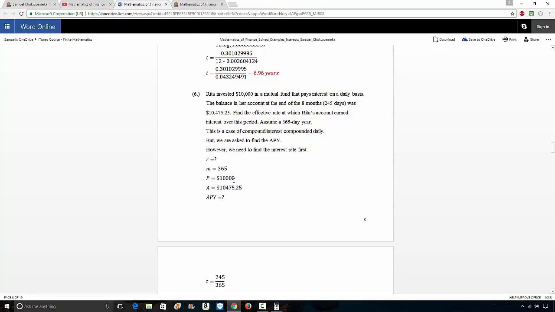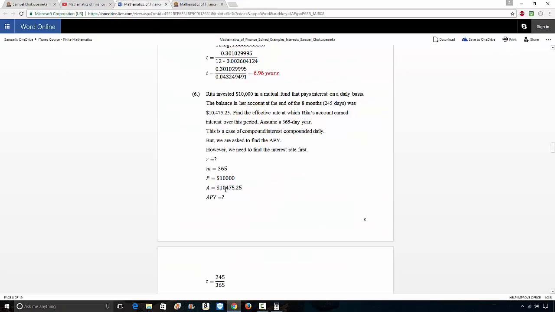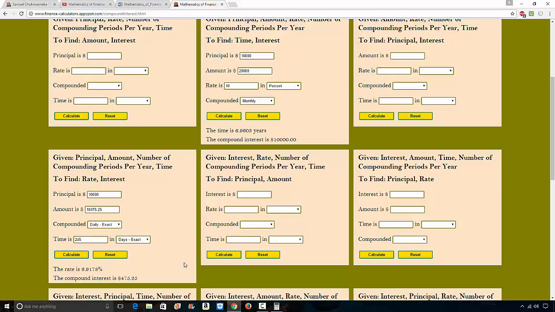The principal is 10,000. So I'll put 10,000 here. The amount is 10,475.25. And this is compounded daily exact. The exact days is 365 days. Ordinary days is 360 days. So you take exact days, and the time is 245 days exact. We want exact. Okay, calculate.